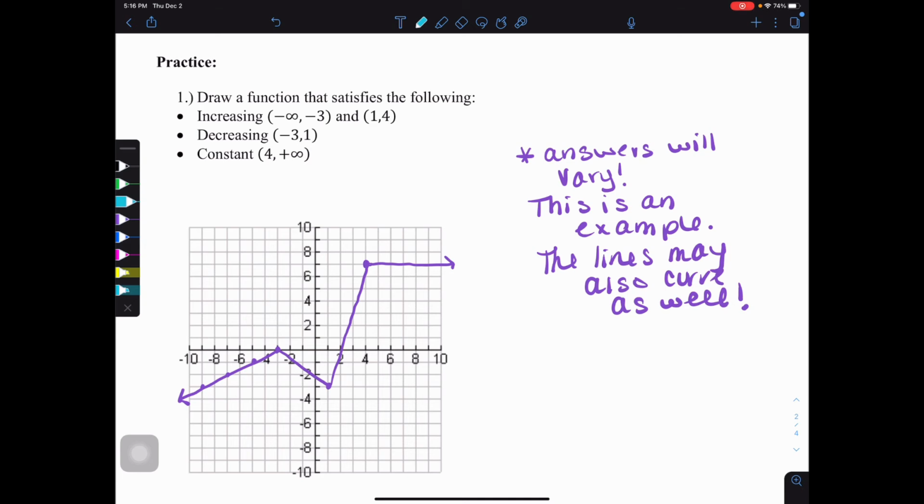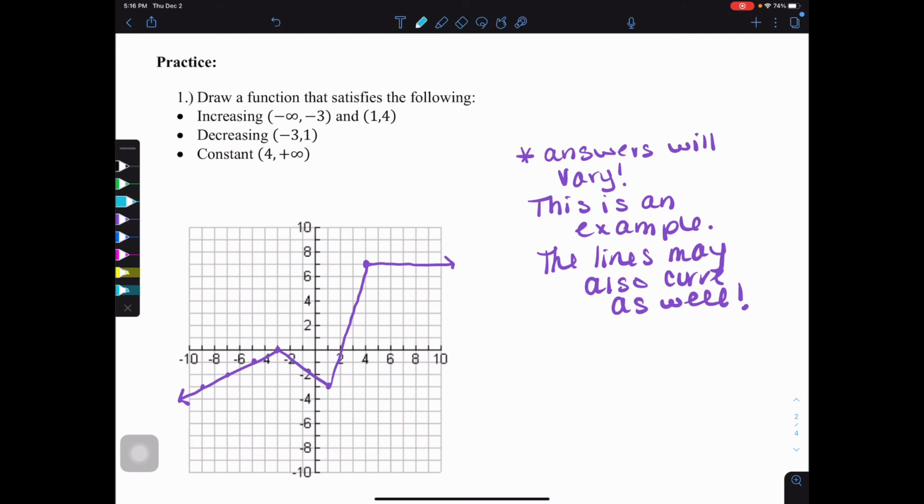So it says, draw a function that satisfies the following. Now, first of all, answers will vary. There are many answers that would work for this. This is just an example. And I chose to make all linear sections, which means all the pieces are straight lines. However, if you wanted to, you could create sections that were curved.